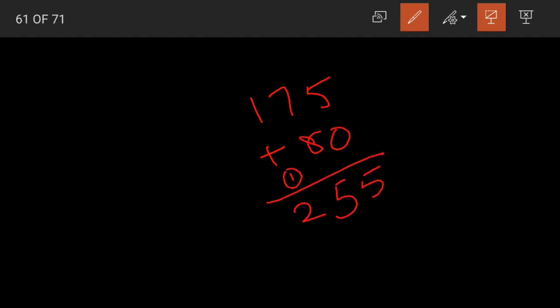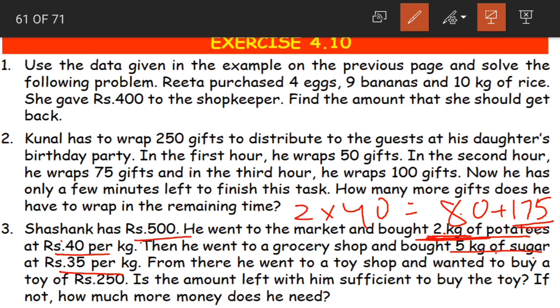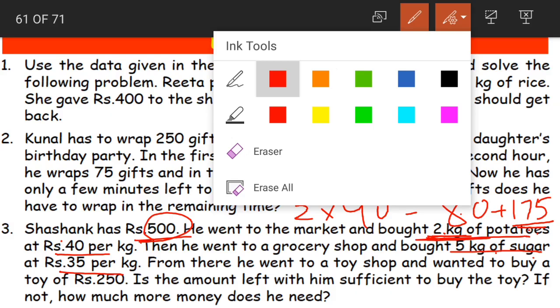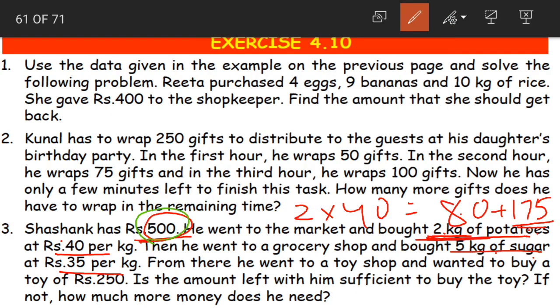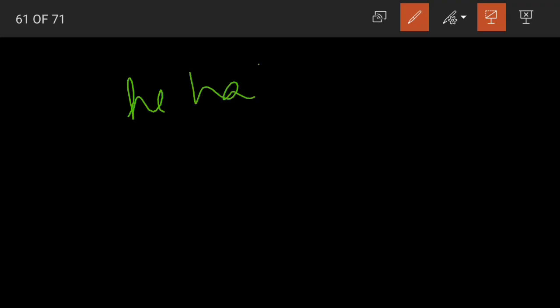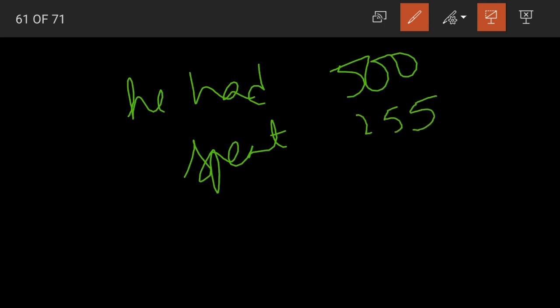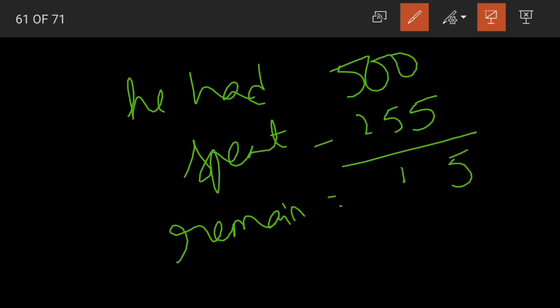Now let us see how much did he spend. 175 plus 80, 5, 1 carried, 2. 255 rupees. How much did he spend, children? He already spent 255 rupees. Now how much did he have? He had 500 rupees, spent 255 rupees. Now how much is remaining? When we subtract, we get 45 rupees. Sorry, 245 rupees are remaining.